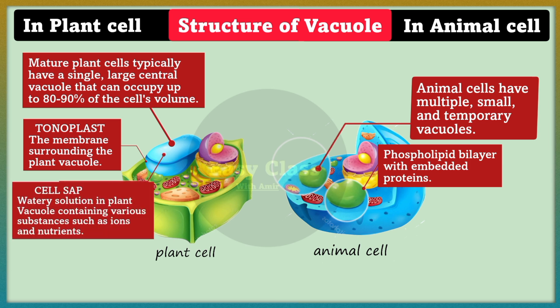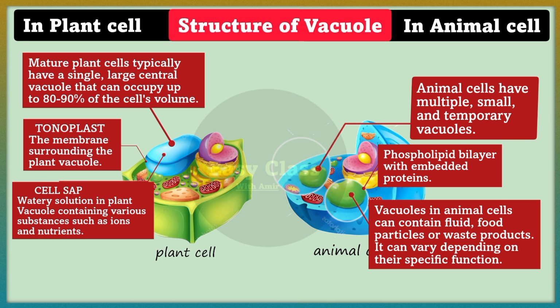The fluid inside the plant vacuole is called cell sap. It's a watery solution containing various substances such as water, ions, nutrients, sugars, amino acids, proteins, lipids, metabolic wastes, pigments like anthocyanins that color flowers, and sometimes toxic compounds that deter herbivores. Whereas the contents of animal vacuoles vary depending on their specific function. They can contain fluid, food particles in the case of food vacuoles, or waste products.